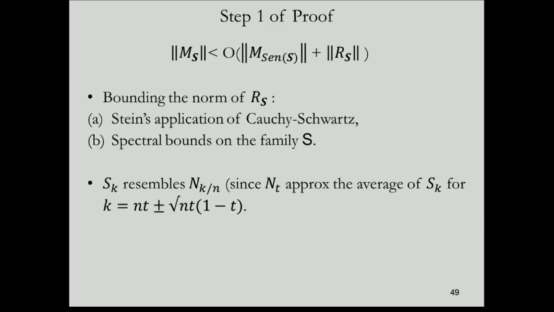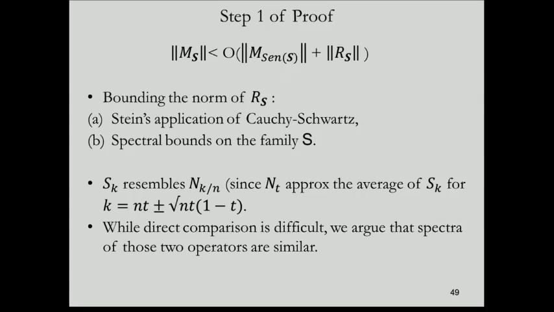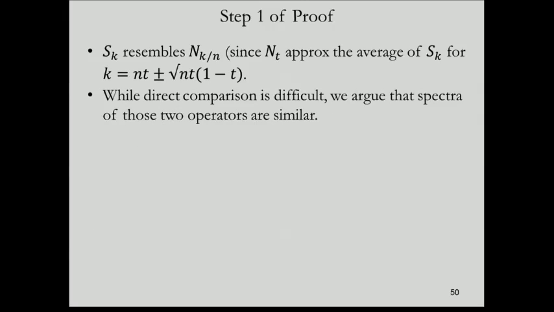And as an intuition, which does not entirely apply directly, though we would like it to, that's why this whole process works: the sphere operator of radius k somehow resembles the noise operator of k over n, because we have N_t to be the average of the S_k's for this range of parameters. Direct comparison is very difficult, which is why we go through this indirect way. But it turns out that we were able to show that the spectra of these two operators are somewhat similar. And here's what it means.